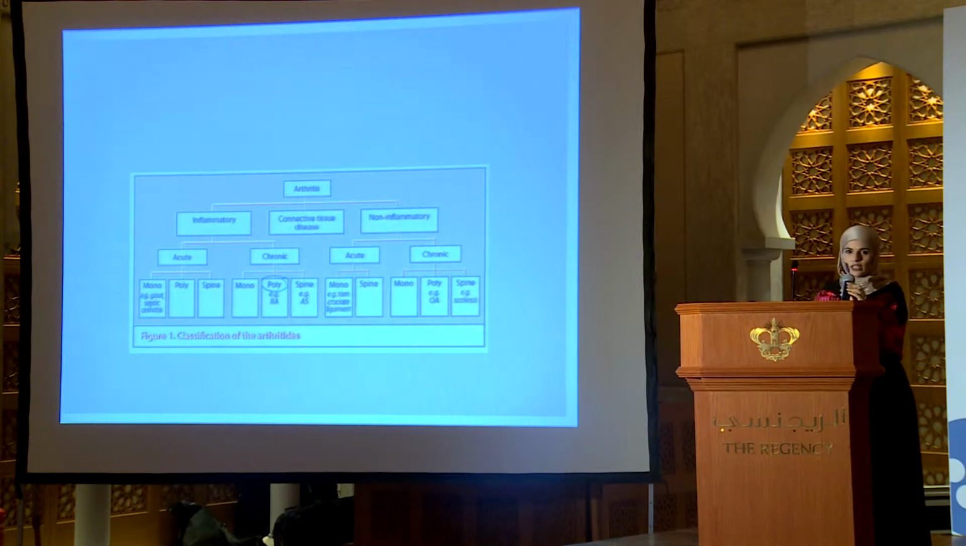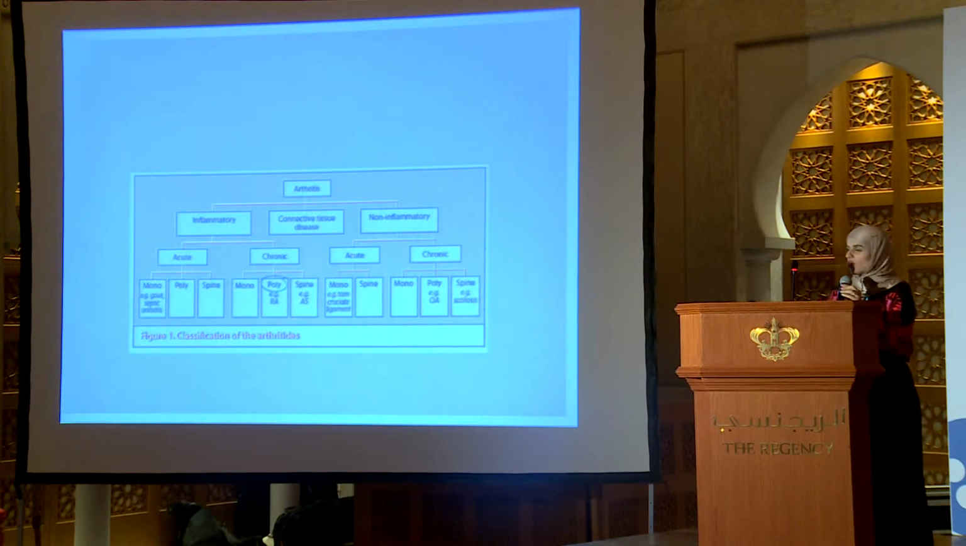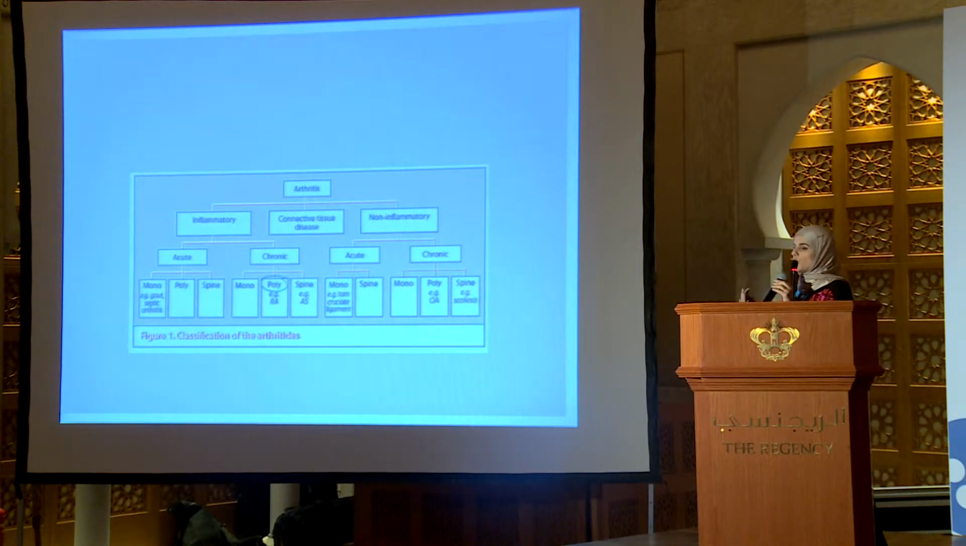And this is the classification scheme. You have arthritis: is it inflammatory, is it non-inflammatory, is it part of the connective tissue diseases that we know? If it's inflammatory, is it acute or chronic? If not inflammatory, is it acute or chronic? Each of them has a different differential diagnosis. So when you ask these questions, you will have in your mind what your patient could have.